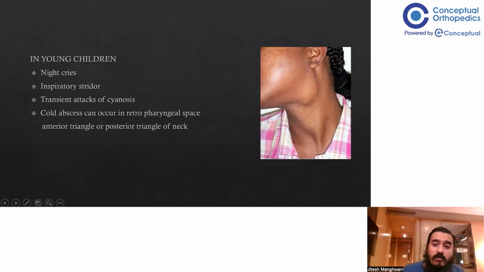So what you're seeing over here is a cold abscess which may occur in the retropharyngeal space, either in the anterior or the posterior triangle of the neck. So that is what happens in young children.